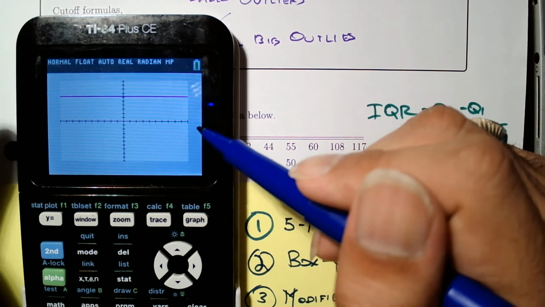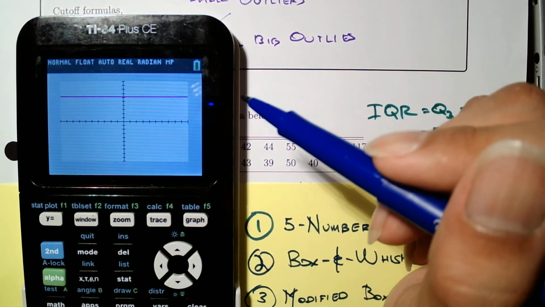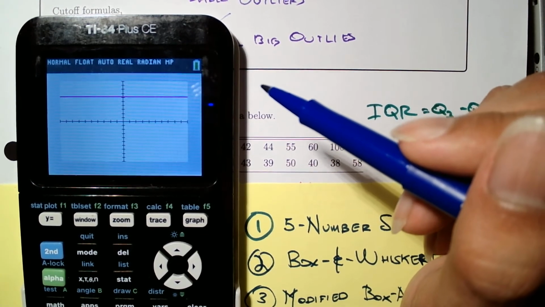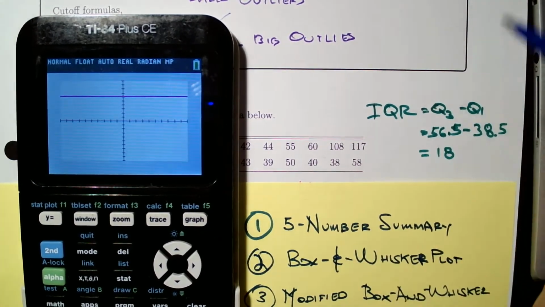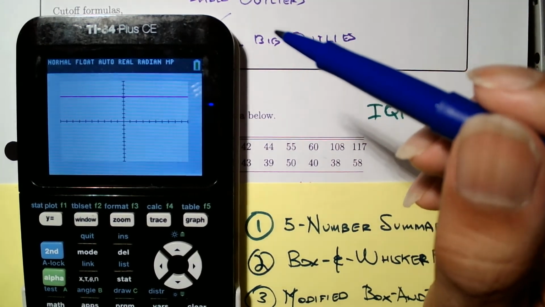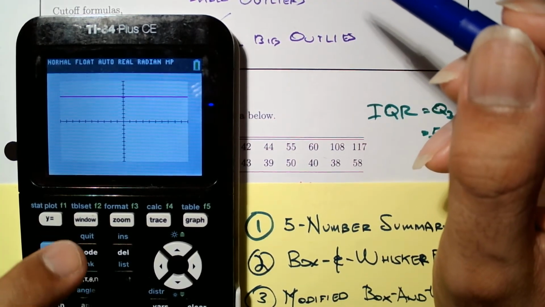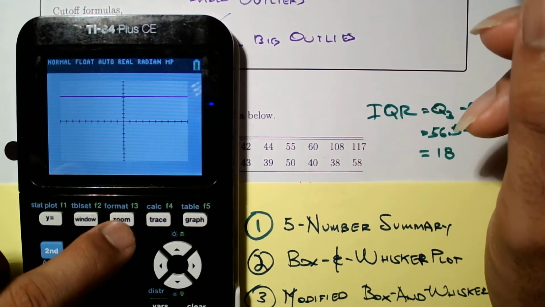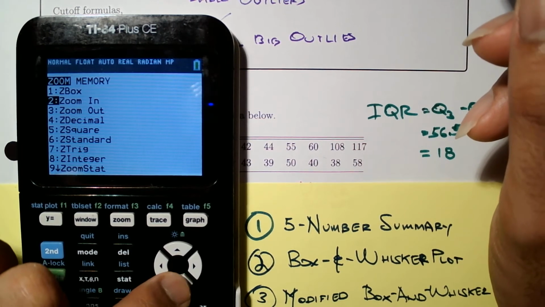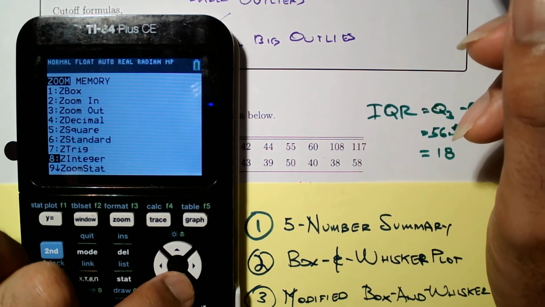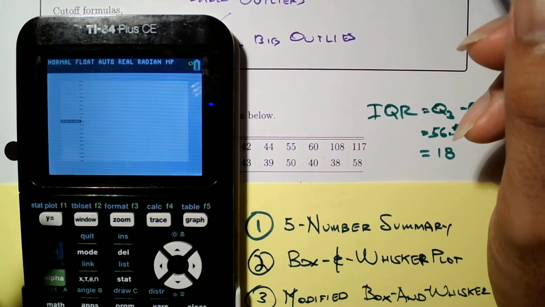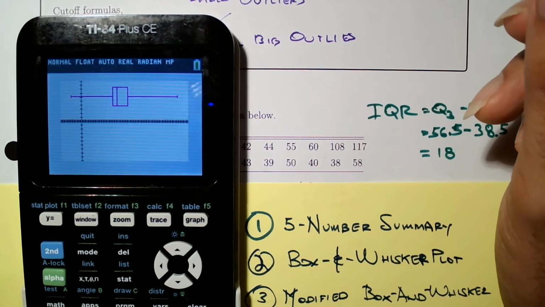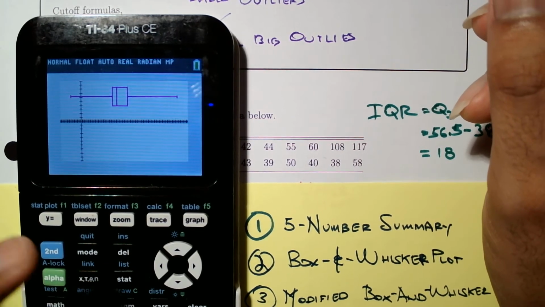However, we need to play with the zoom in order to see the entire box and whisker plot. So in order to get that done, so you don't have to zoom once and another and another, you can do that in one click: zoom and scroll down to zoom stat, and that is your box and whisker plot, in which I'm going to navigate, I'm going to trace.